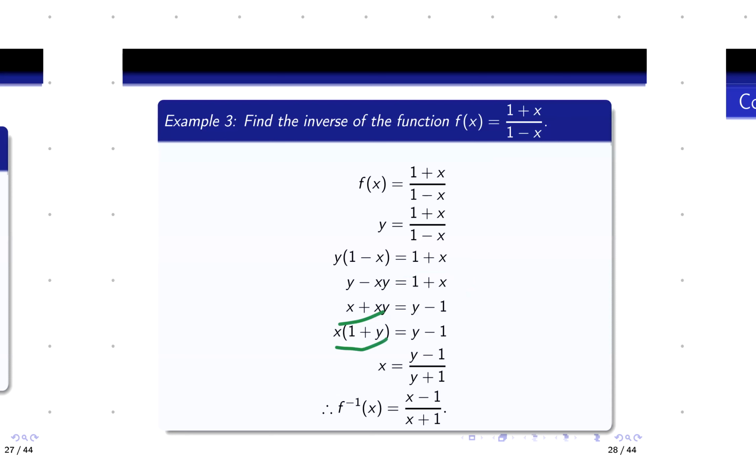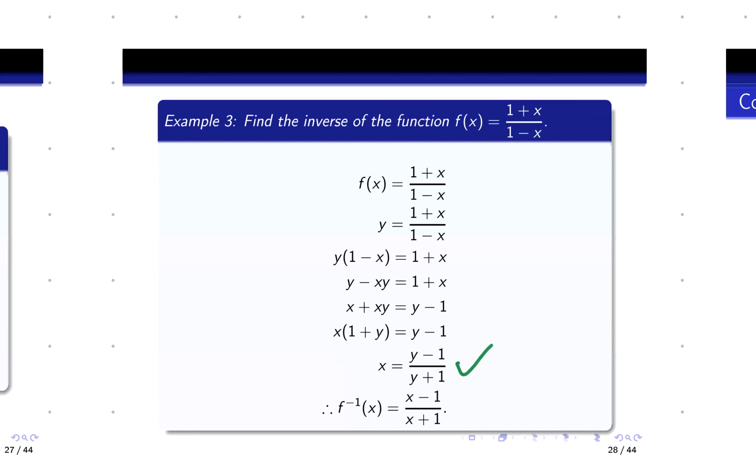So things are looking neat. You can divide both sides by 1 plus y, or y plus 1, same thing. Finally, this cancels out with that 1, and then you have x equal to y minus 1 over y plus 1.